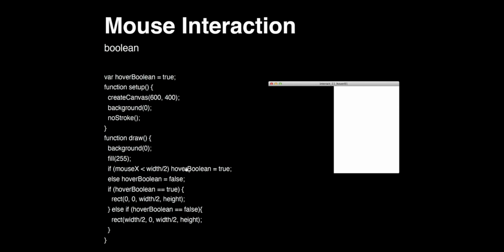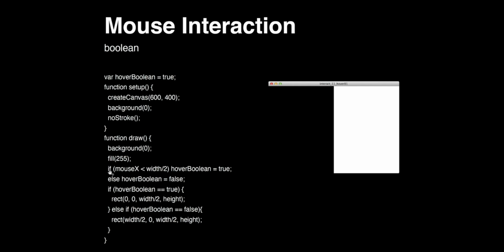So we could also do this using a Boolean statement, which is just a true or false statement. This is sometimes a helpful way to go about saying if something is true or false. So if I am hovering over a certain area, or if I am not hovering over that area. So we basically have to create a Boolean, which is just a variable. This one is called hover Boolean, and we're initializing it as being true. So we're saying hover Boolean is true on load.